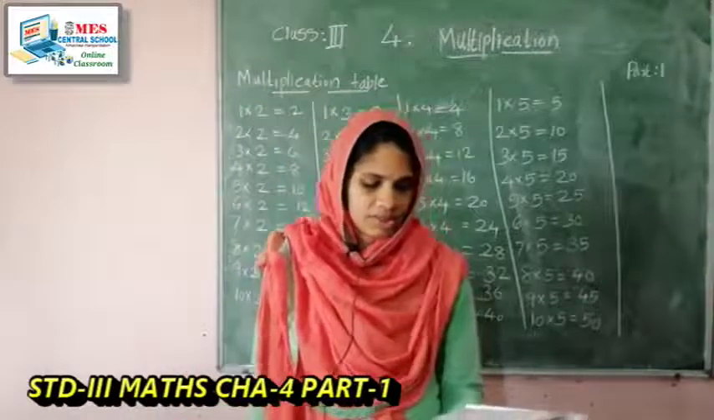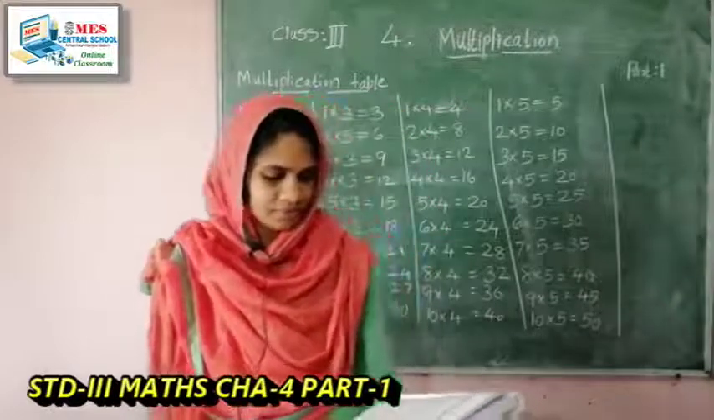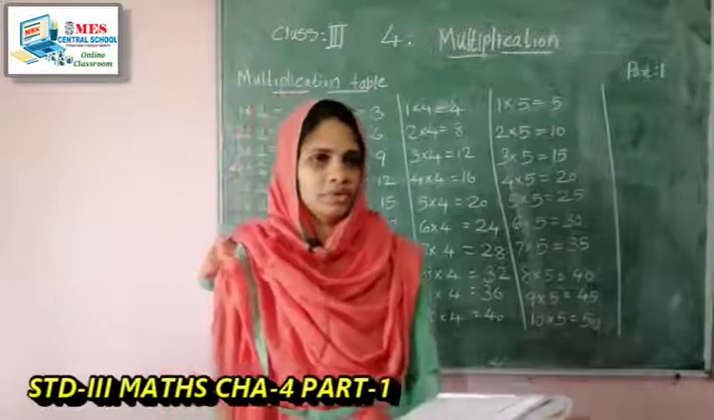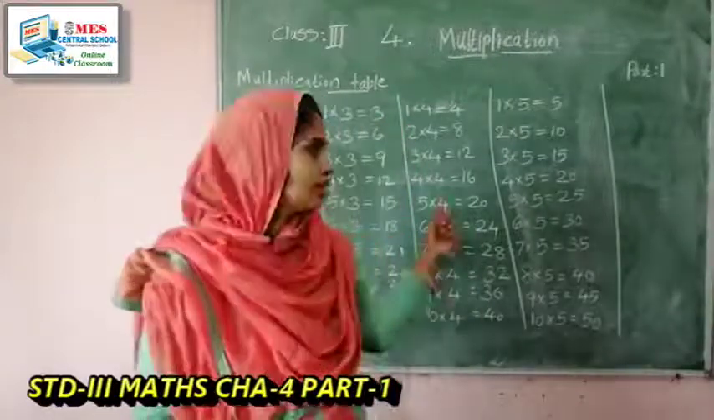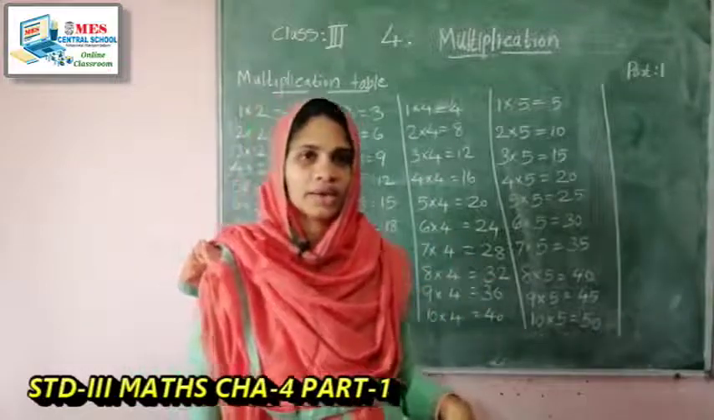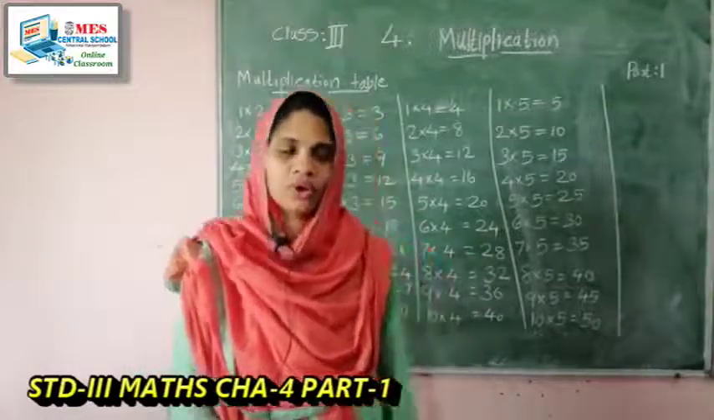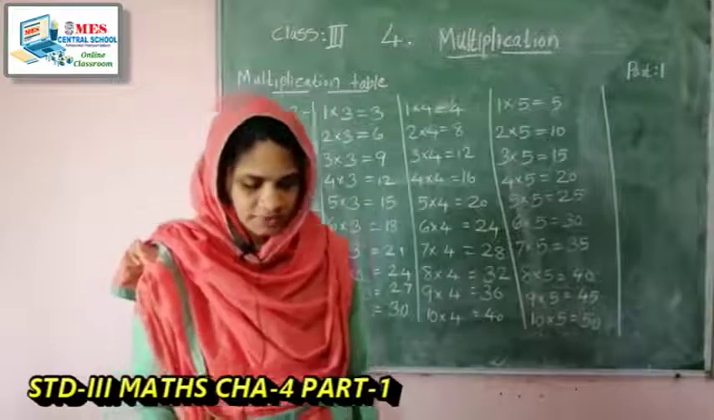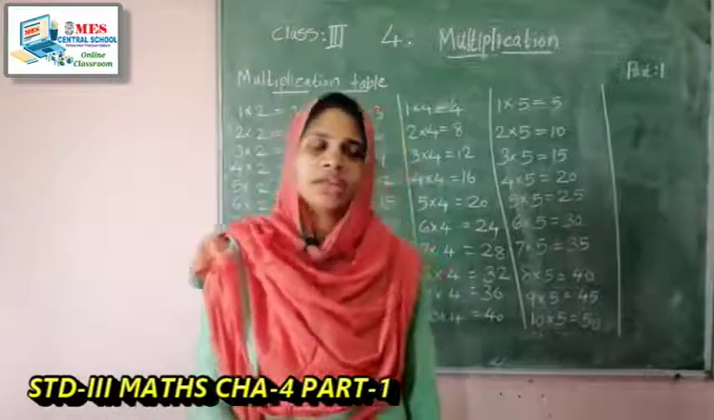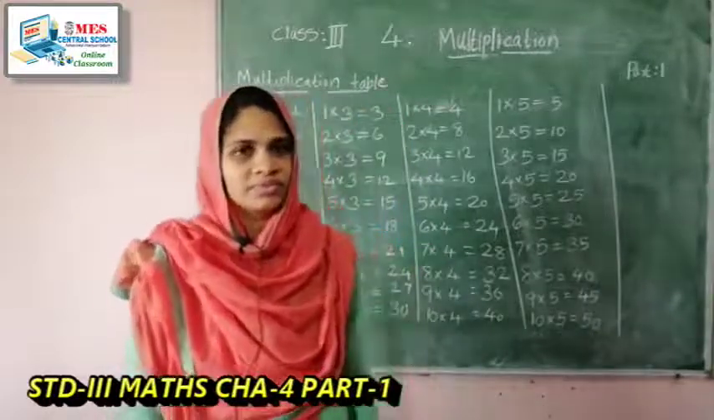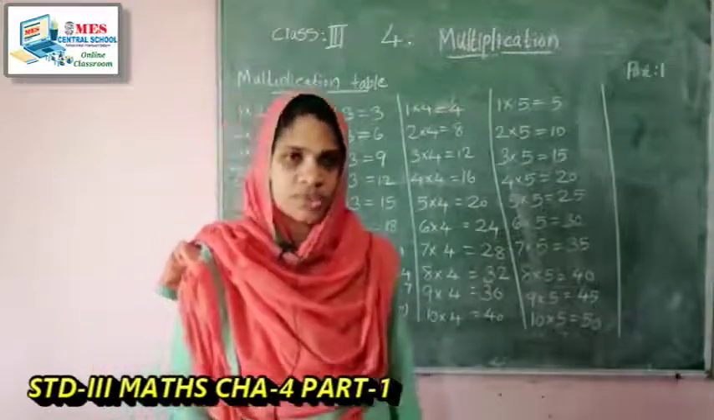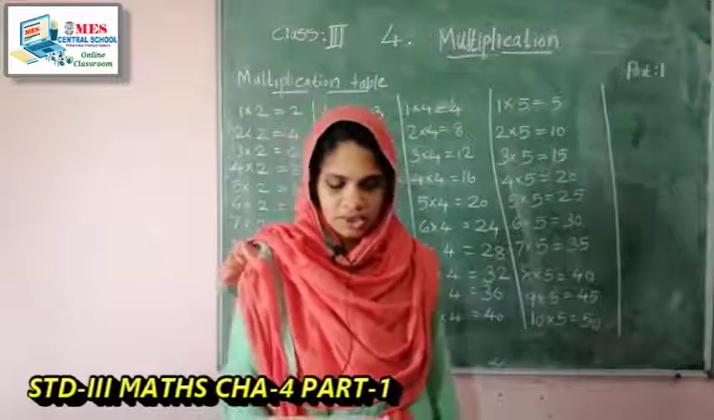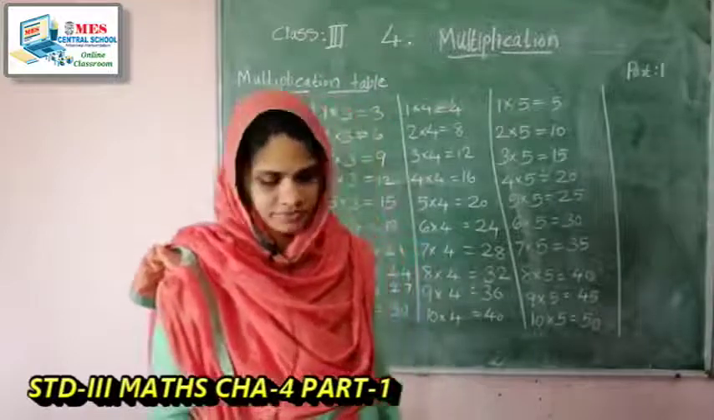Similarly, try these questions. 4 into 9. We can see in the table of 4, 4 nines are 36. 4 into 9 is equal to 36. Next, 3 into 7 is 21. 5 into 6 is 30. 2 into 9 is 18.